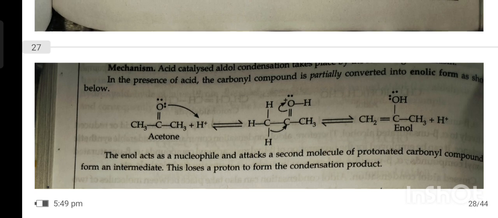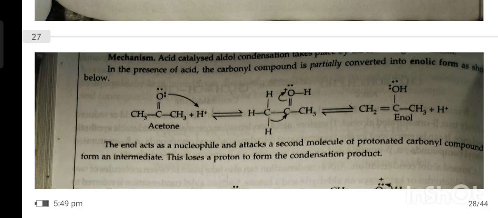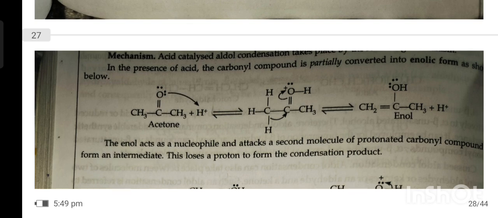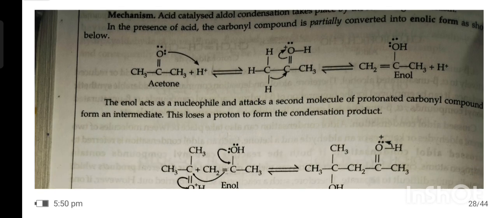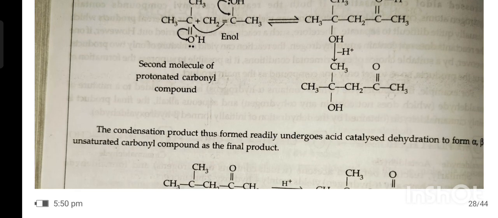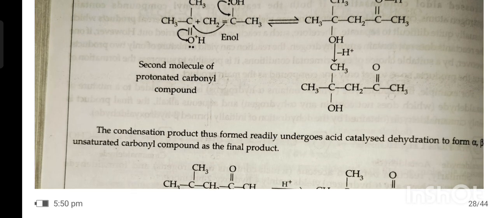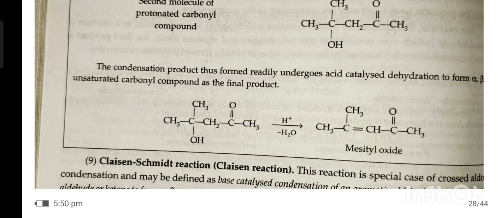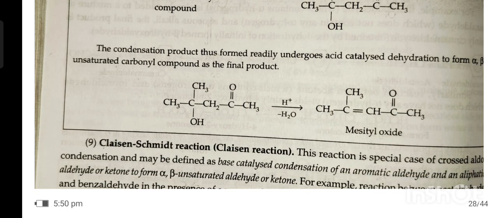Mechanism: acid catalyzed aldol condensation takes place in acidic medium. In the presence of acid, the carbonyl compound is partially converted into enolic form as shown below. The enol acts as a nucleophile and attacks a second molecule of protonated carbonyl compound to form an intermediate. This loses a proton to form the condensation product. The condensation product thus formed readily undergoes acid catalyzed dehydration to form the alpha-beta unsaturated carbonyl compound as the final product.